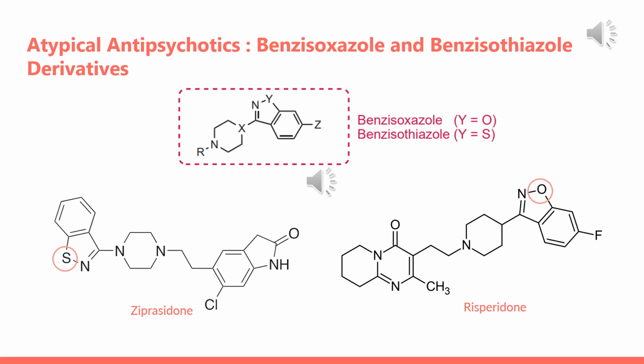Now, moving on to the benzisoxazole and benzisothiazole derivatives. As can be seen in the figure here, when you replace the Y moiety with an oxygen, it leads to the formation of a benzisoxazole. If you replace it with a sulfur, it leads to the production of a benzisothiazole.